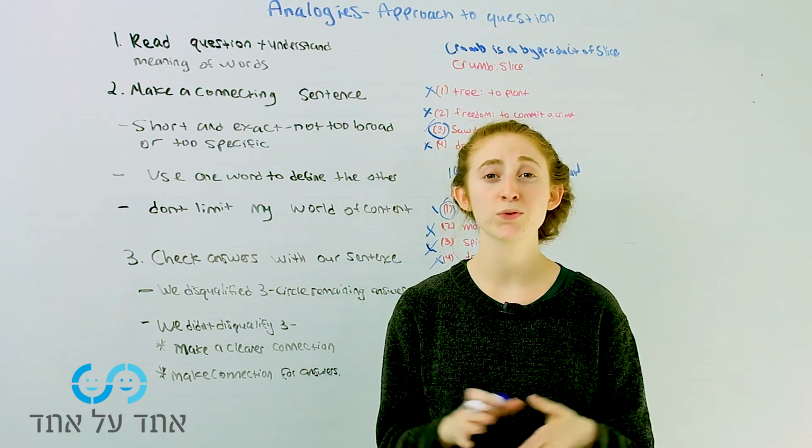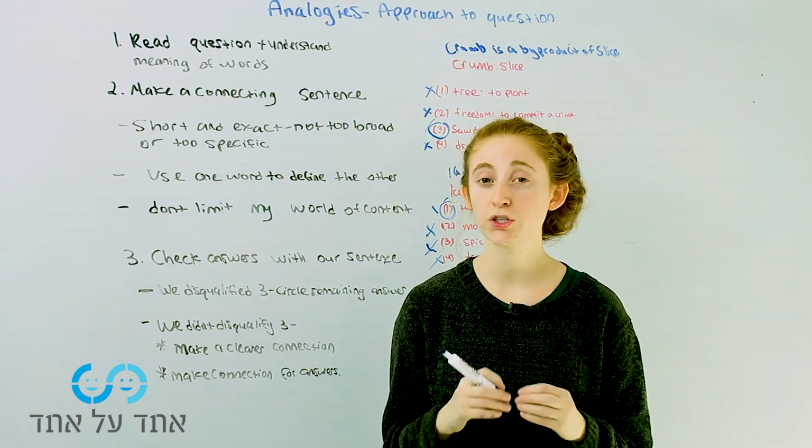The next thing that we're going to be talking about is what happens when we have an analogy where we don't know a certain word.